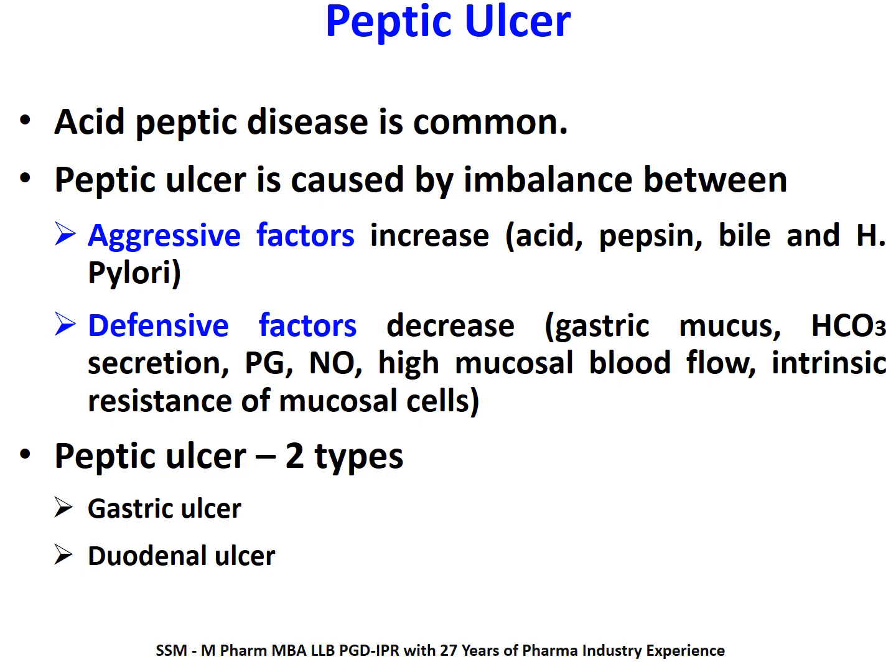There are two types of peptic ulcer: gastric ulcer and duodenal ulcer. Gastric ulcer happens in the area of stomach, that's why it is called gastric ulcer. Duodenal ulcer happens in duodenum, that's why it is called duodenal ulcer.